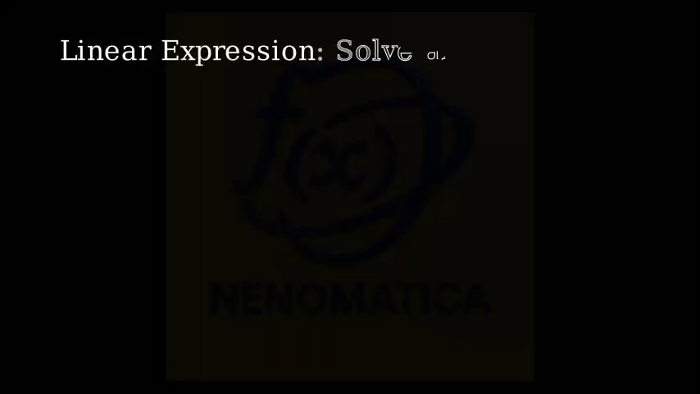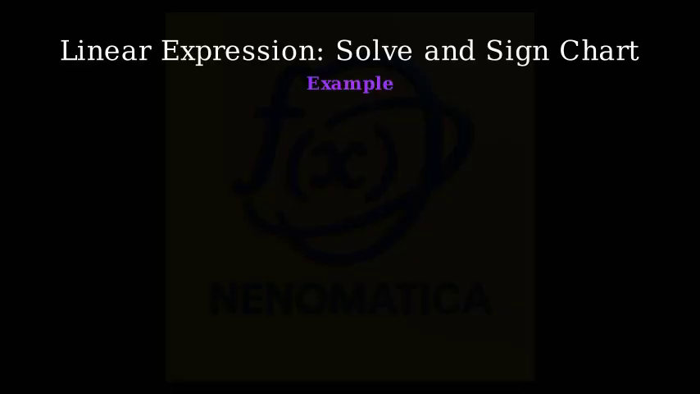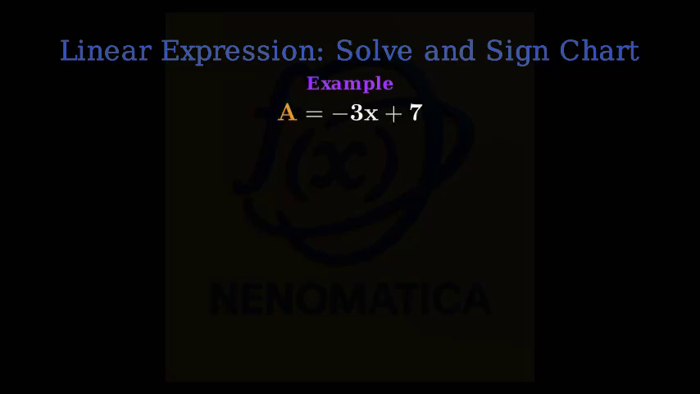In this example, we'll solve for x from the expression a equals negative 3x plus 7, and then build a clear sign chart to see where the expression is positive, 0, or negative. Here is the problem statement. Determine x when a equals 0 for a equals negative 3x plus 7. Then, determine the sign of the expression using a number line.